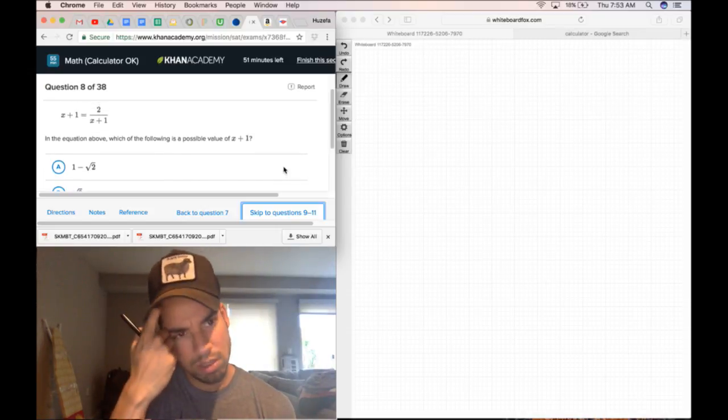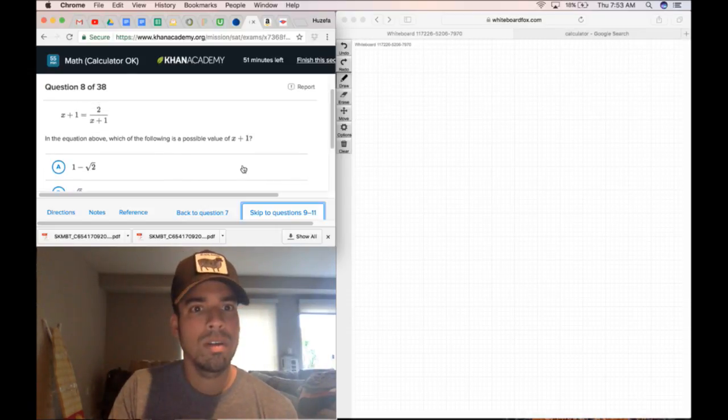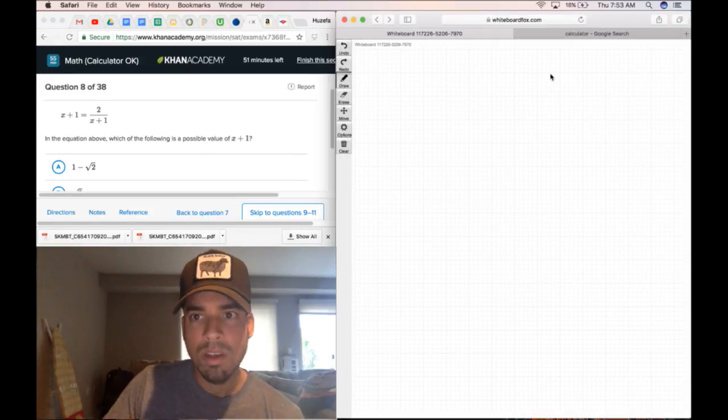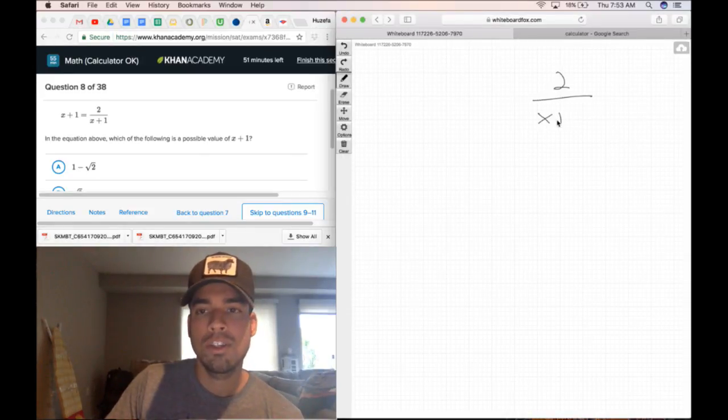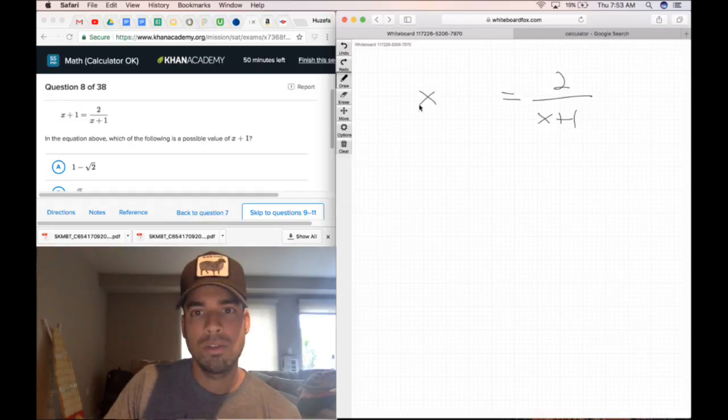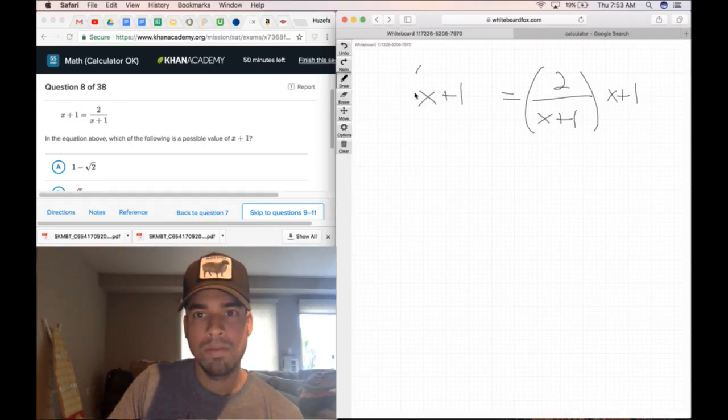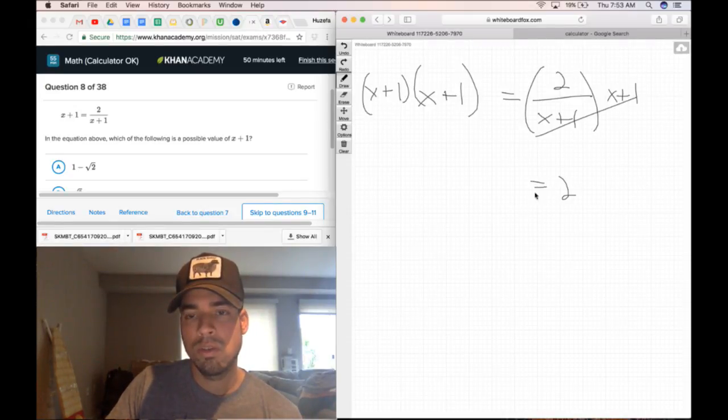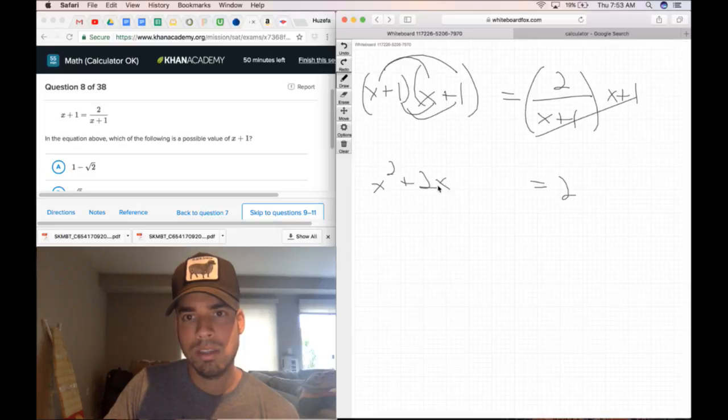2 over x plus 1 equals x. Which of the following is a possible value of x plus 1? This is actually a quadratic form equation, believe it or not. So we're going to just simply try and isolate x. First, we're going to multiply both sides by x plus 1. These cancel out. 2 equals x squared, foiling now, plus x, so it's 2x plus 1. Subtract 2, subtract 2. x squared plus 2x minus 1 equals 0.